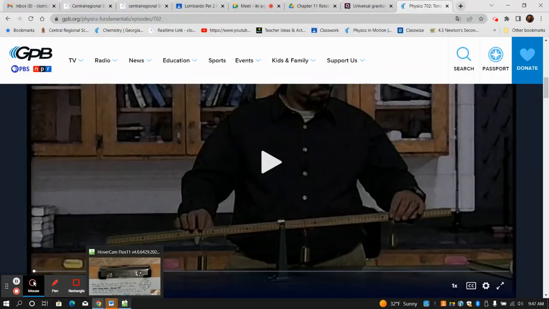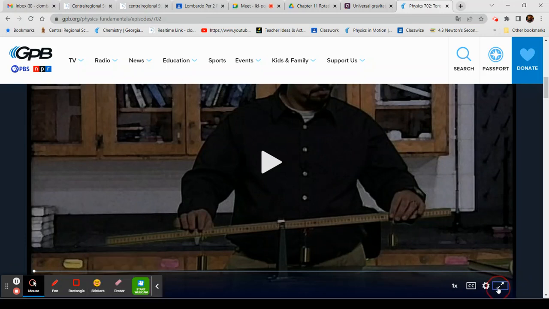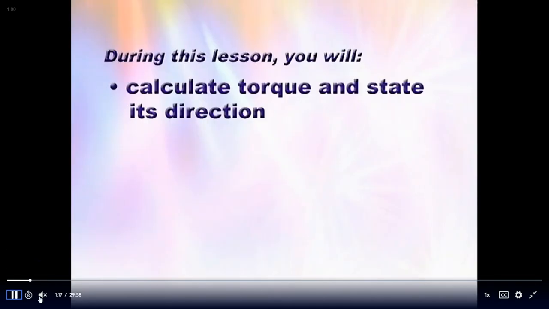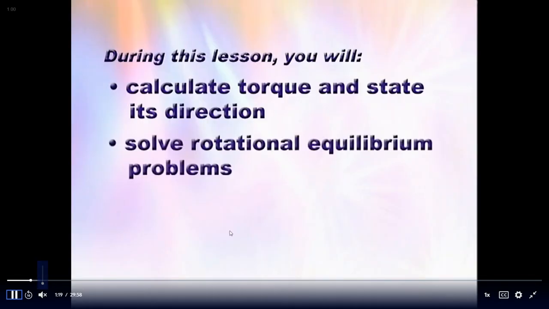So now we're going to move on to actually solving some problems with torque. Now the video talks about and explains a couple different things: how to determine the direction of our torques and how to calculate for them, how to calculate for net torque, and how to find a missing variable if it is in rotational equilibrium.